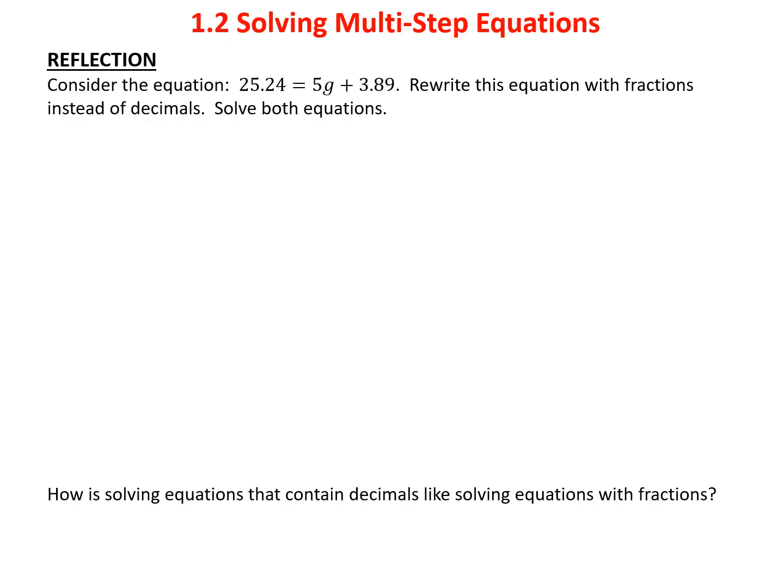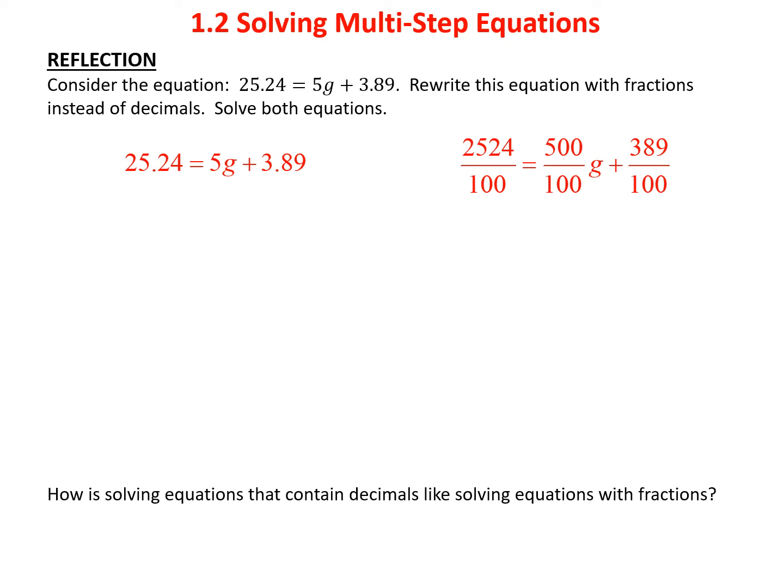I want to do a little reflection here. If you look at the problem given, I want you to consider how we could rewrite this equation with fractions instead of decimals, but solve it both with decimals and with fractions. So for example, here's my equation: 25 and 24 hundredths equals 5g plus 3 and 89 hundredths. If I were to write this as a fraction, this would be 25 and 24 hundredths, which I could write as 2,524 hundredths. 5 would be 500 hundredths, and 3.89 would be 389 hundredths.